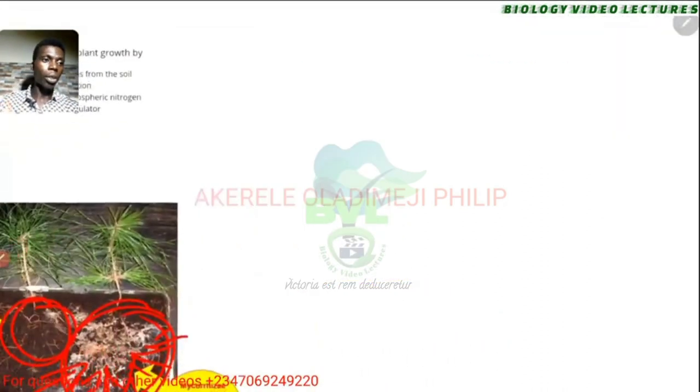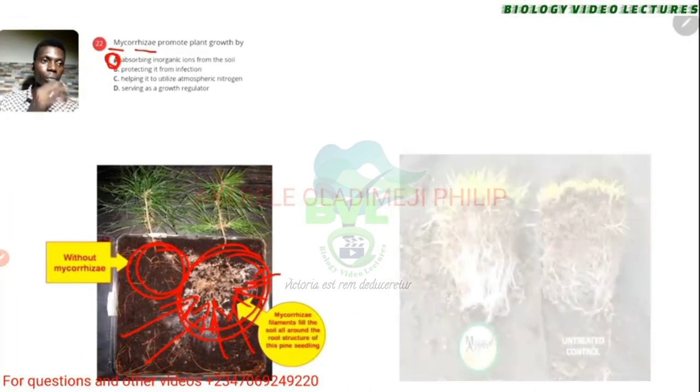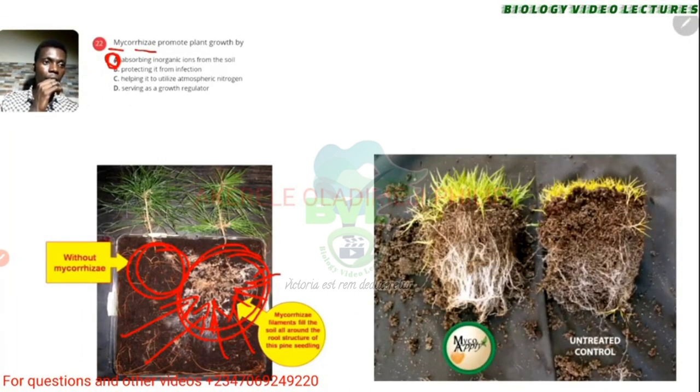Let me show you another picture here. See it here too. Can you see the growth of A and B? This one doesn't have enough mycorrhiza with it. This one has more. So it is able to absorb more moisture, more nutrients, more water as compared to B. So it is by absorbing inorganic ions from the soil. How? By increasing the surface area of the roots of the plants.